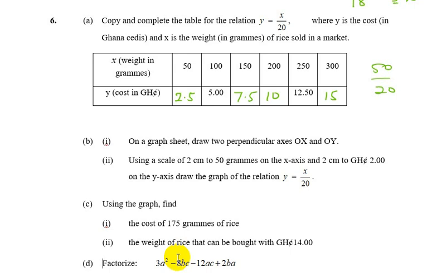Now the next one is 5, meaning the difference is what, 2.5. So definitely the next ones will be 7.5, 10, 12.5, and 15. So it has a 2.5 difference. Okay, so that's the table. We are done with the table.